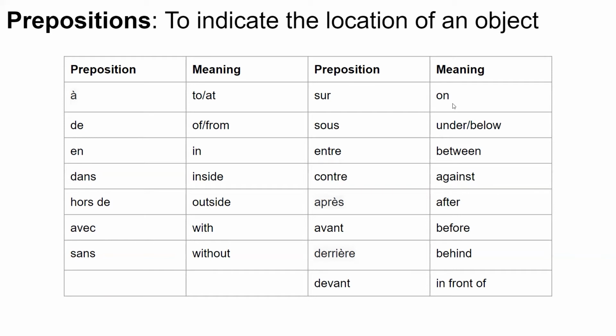Sur means on, and its opposite is sous, which means under or below. Entre means between, and its opposite is contre, which means against. Après means after. Avant means before. Derrière is behind, whereas devant is in front of.